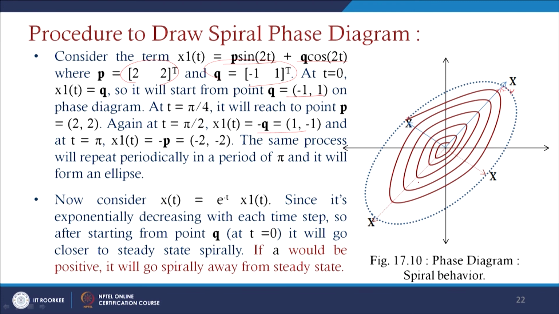If you consider x of t equals e to the power minus t x1 t, since a equals to minus 1, it is exponentially going on decreasing. After starting from the point q at t equals to 0, it will go closer to the steady state, and it will achieve this steady state spirally, as you see here. And if a would be positive, then it will come outwards, so it will go away from the steady state.